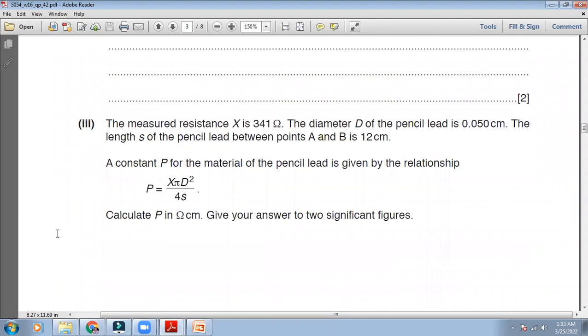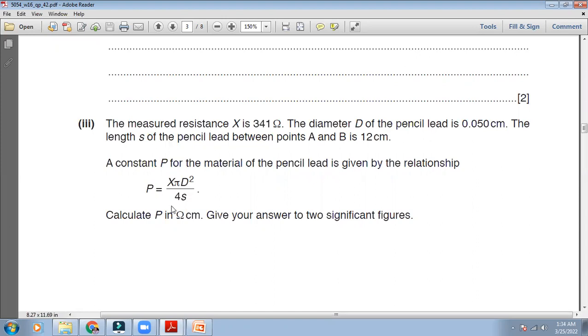Then he says the measured resistance X is 341 ohm. The diameter D of the pencil lead is 0.050 centimeter. The length S of the pencil lead between point A and B is 12 centimeter. A constant P for the material of the pencil lead is given by the relationship P equals X pi D squared divided by 4S. Calculate P in ohm centimeter. Give your answer to two significant figures.